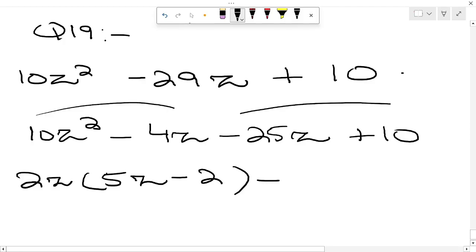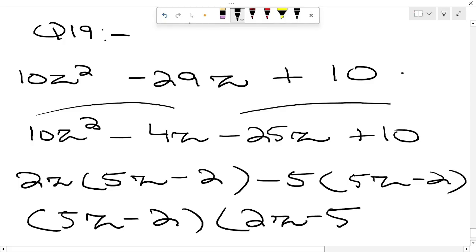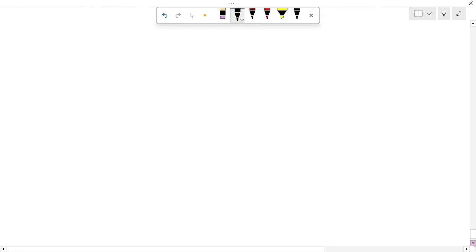Now what is the common value between 25 and 10? It is 5, so we'll write 5, and then 25z divided by 5 is 5z, negative times positive is negative, and that's 2. So I have the first factor as 5z minus 2 and the second factor as 2z minus 5. So this is my answer.